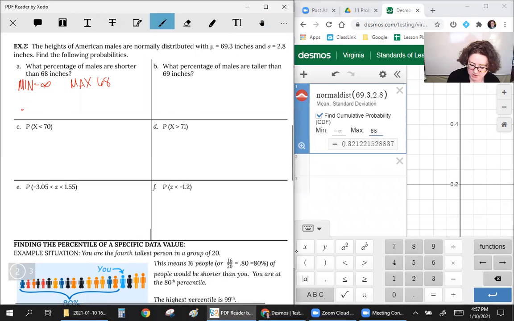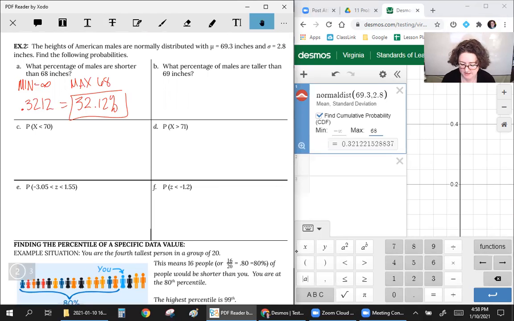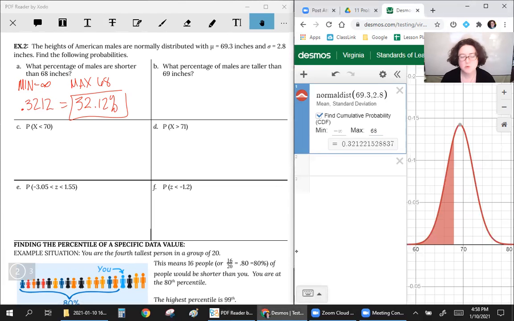And so percentage is 0.3212, or if I change that over to an actual percentage, 32.12%. Because I changed my values, you'll notice that little plus sign popped up again. So if I click that, there's my normal distribution with the shading showing the percentage of values we're looking at. Okay, what about males taller than 69? What percent should that be?